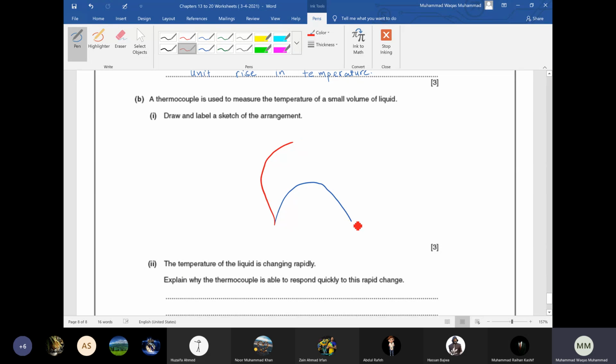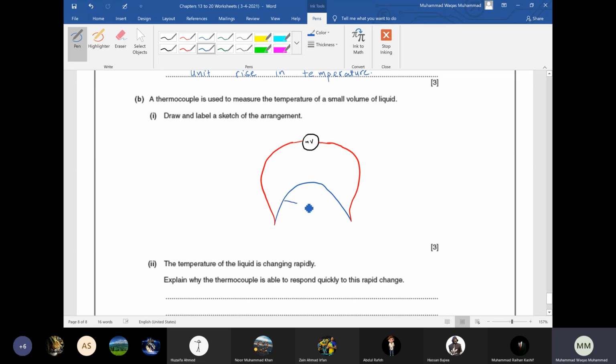Here I'm just showing it. And when two junctions are at different temperatures, that sets up a tiny voltage between the junctions, which makes a current flow. The voltage produced between the junctions is directly proportional to the temperature difference. So here we can use a voltmeter, and you have to label the diagram.